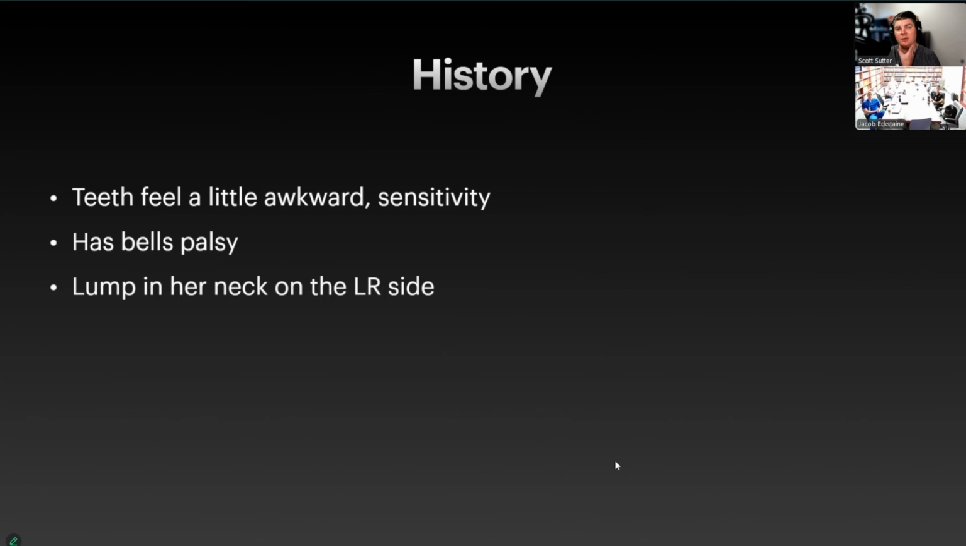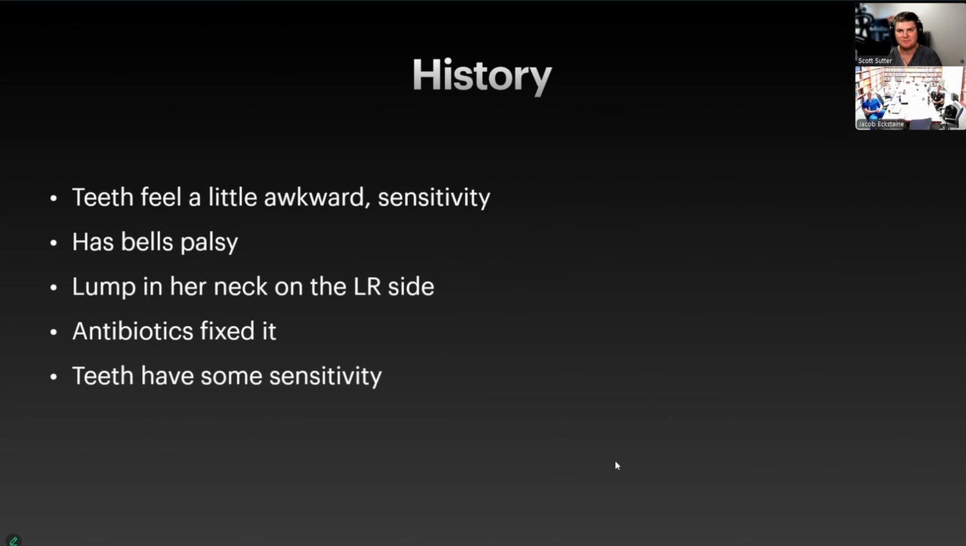She's got a lump down here on the lower right-hand side, and antibiotics fixed it. Great. So what do we think that lump was? Guys, what runs all along here? Lymph nodes. Good job. The teeth have some sensitivity, but they're not that bad.